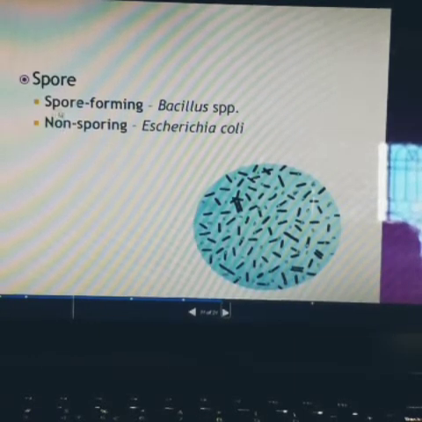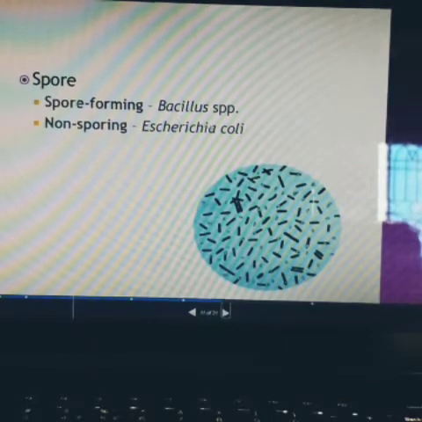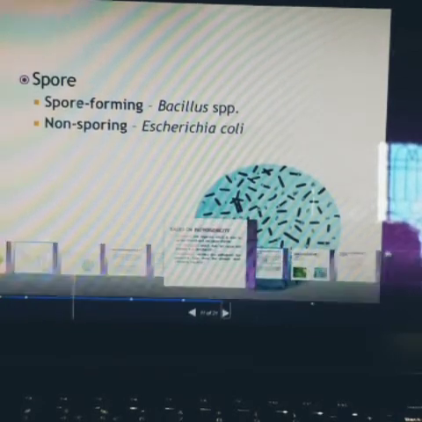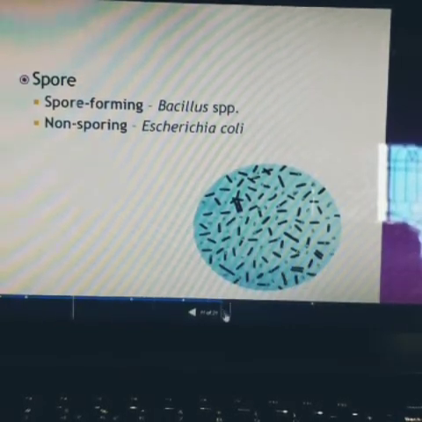Here the spores are formed by Bacillus species. So Bacillus species form spores. And another one, non-sporing bacteria, Escherichia coli. Escherichia coli does not form spores. So we are learning this one. And the next one comes.